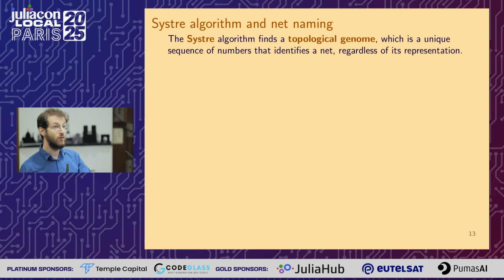In practice, it's solved by the so-called SISTER algorithm, which was developed by Olaf Delgado Friedrichs. And the idea is that we're going to find a topological genome, so actually a key, and we're going to take it as the lexicographically smallest among a finite set. Unfortunately, I don't have the time in 10 minutes to explain to you the details of the SISTER algorithm, so I'm going to only give you a hint of how it works.